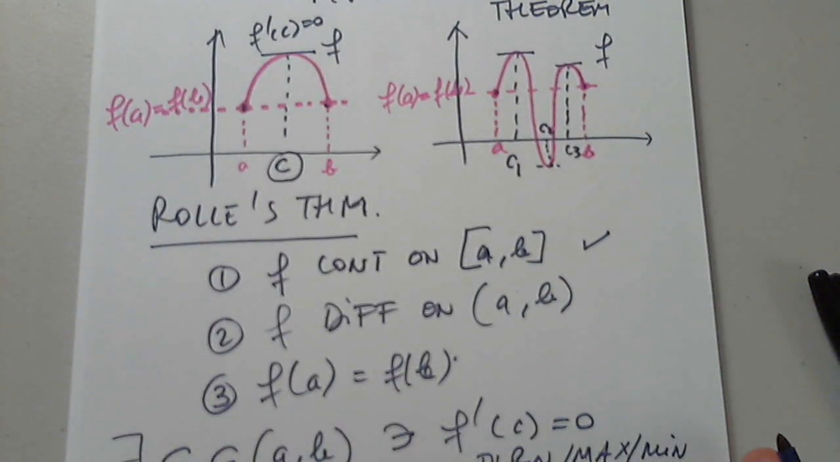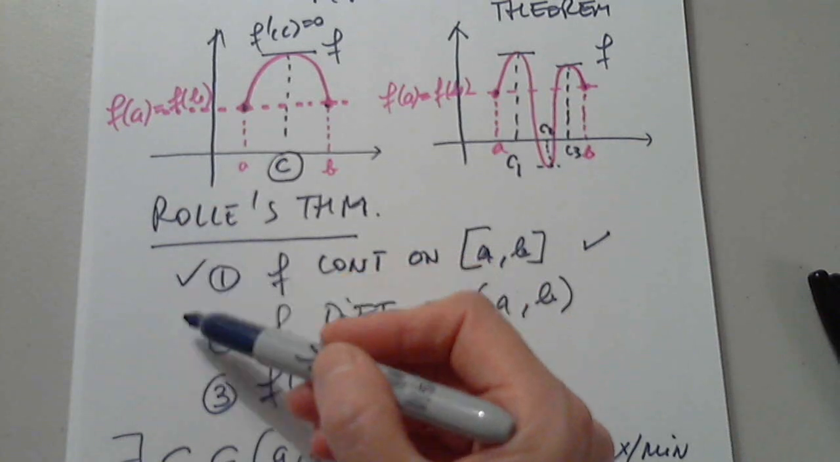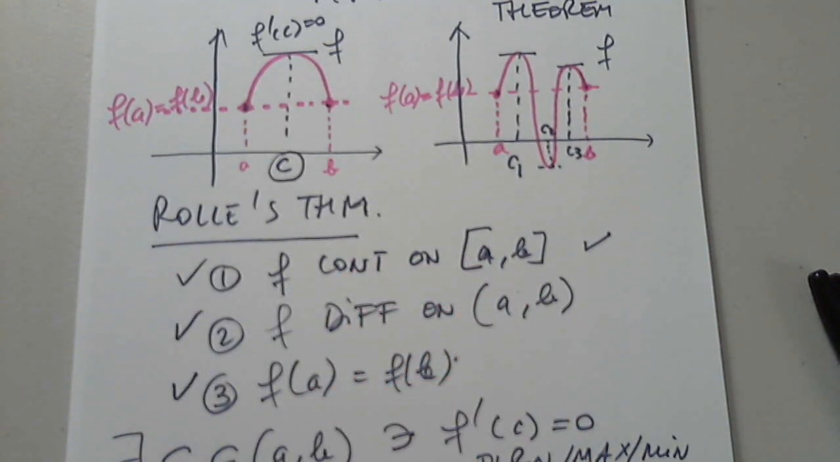That's all he said. If these 3 hypotheses are fulfilled, there must be at least one value between a and b such that f prime of c is 0. In other words, there is a turn or a max or a min. They all mean the same thing. Of course, max or min, they're different, but a turn or max, or turn or min. So let's look at an example.